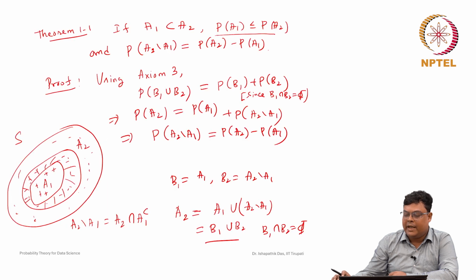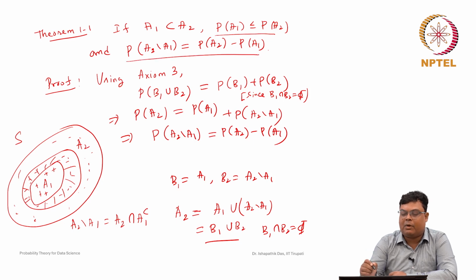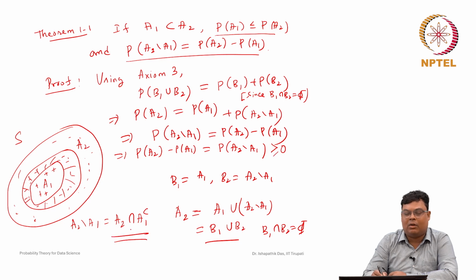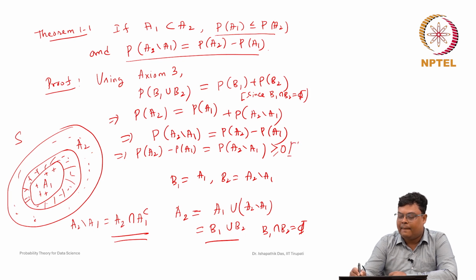Now, next we have to prove the remaining part. We have proved that the probability of A2 minus A1 is the probability of A2 minus the probability of A1, but we did not prove that the probability of A1 is less than or equal to the probability of A2. Now, by axiom 1, A2 minus A1 is also an event, because you can write it as A2 intersection A1 complement. So, it is an event, and this is greater than or equal to 0 by axiom 1.